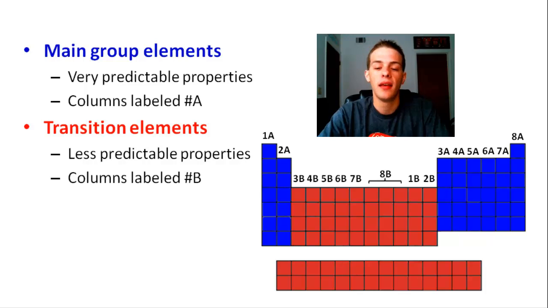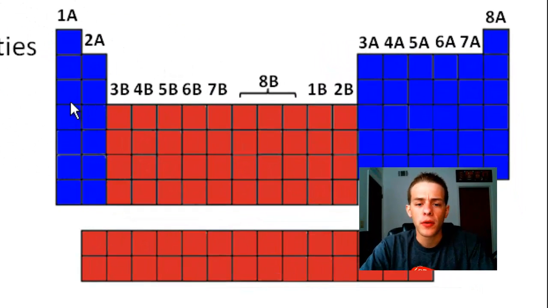If we look at this A and B numbering system, notice that for the main group elements, it's pretty straightforward. We have 1A, we have 2A, and then over here we have 3A all the way through 8A. But for the transition elements, it's a little funky. We have 1B and 2B over here on the right, and then we have 3B through 7B over here on the left, and then these three columns together are all group 8B. This is kind of weird, and I don't really like this numbering system very much.